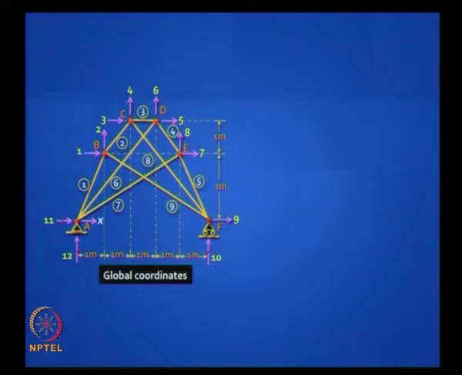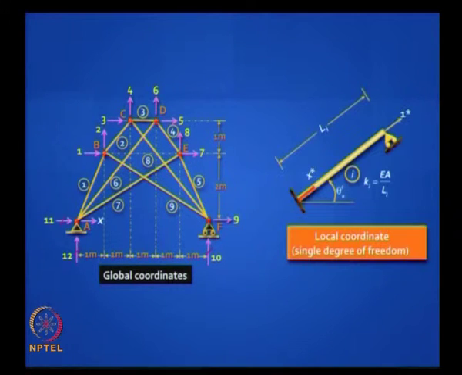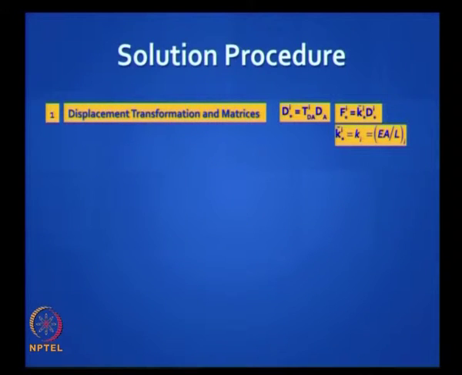Local coordinates. Okay, you have to draw that sketch, and that is it, standard sketch. Every element can be modeled like this, and the axial stiffness is given by EA by L. In this case we are assuming EA is constant for all the bars just for convenience. Okay. How do we solve this problem? Exactly the same procedure as we did earlier.